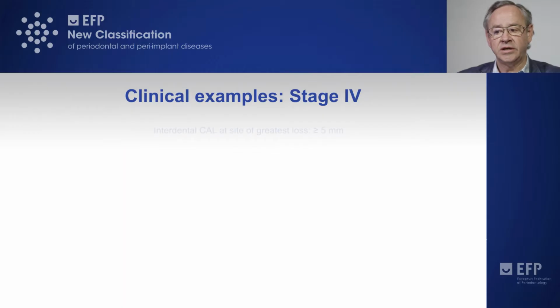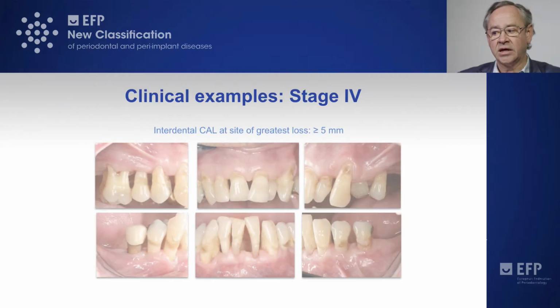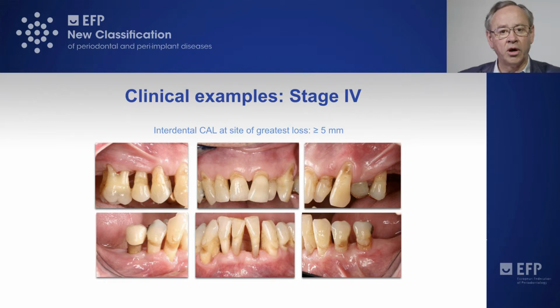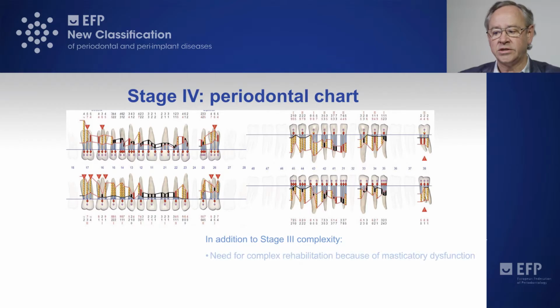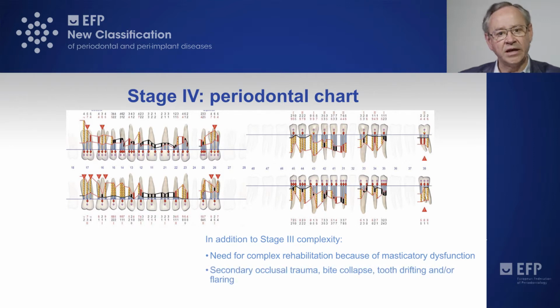And you can see in this situation that the patient has lost the lower molars, first, second, and third molars, and some of the upper maxillary molars equally. And you can evaluate only by clinical inspection the degree of attachment loss. If we do a periodontal chart, we evaluate clinical attachment loss, but we also evaluate the presence of the need for complex rehabilitation due to masticatory dysfunction as a consequence of the tooth loss.